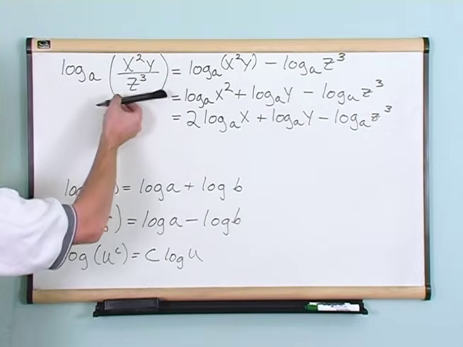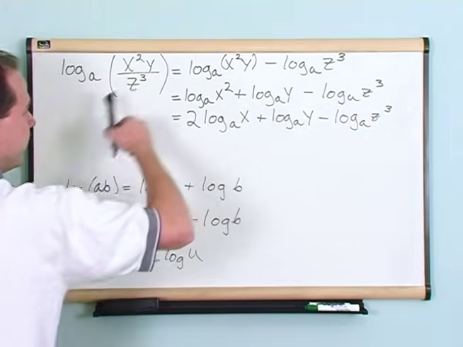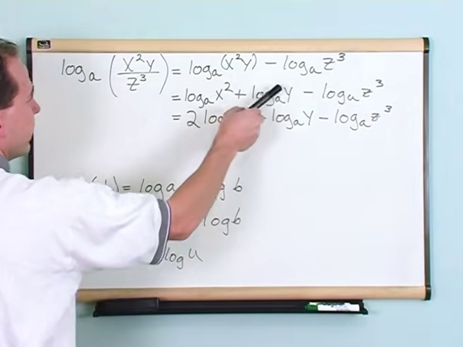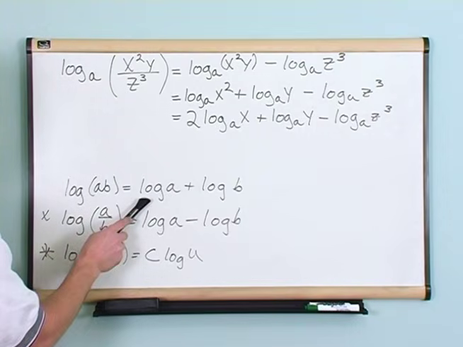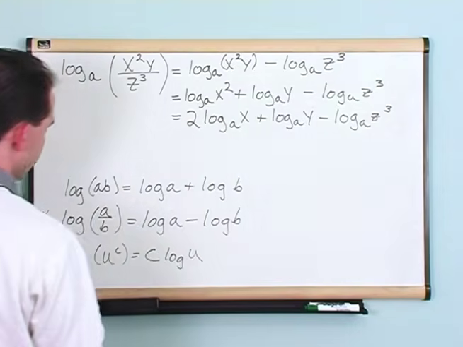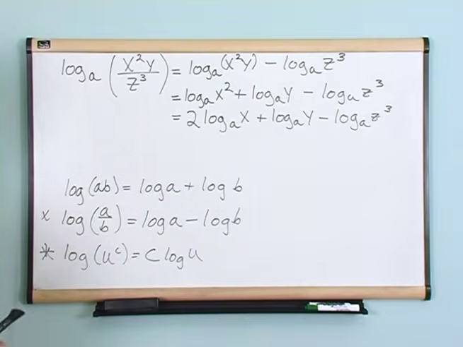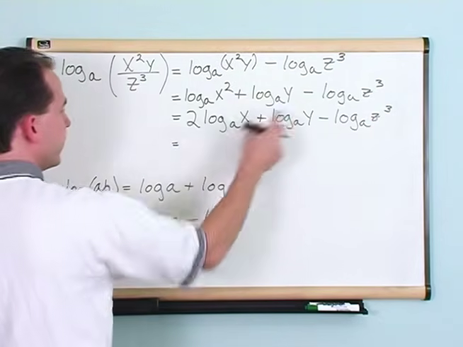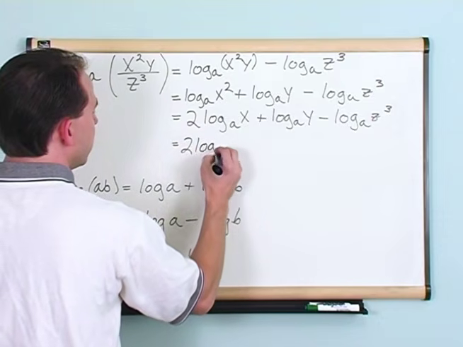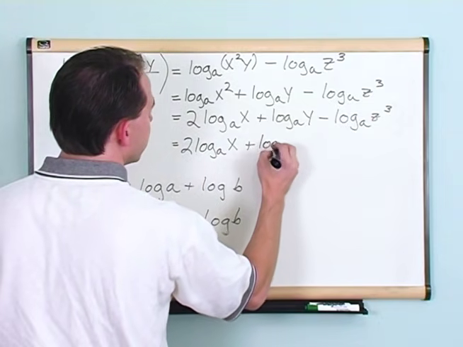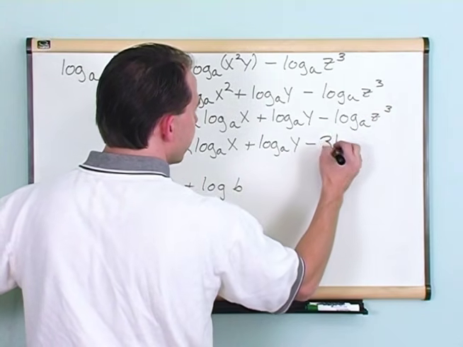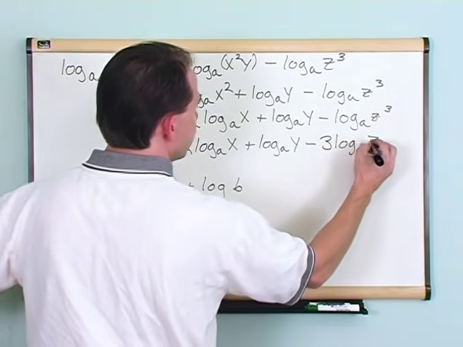First I noticed I had a division going on, so I subbed them out this way and noticed that I needed to subtract those logarithms. And then I noted I had a times b, and so I separated those two using addition. And then I noticed I had an exponent, so I used this third one to pull that out like that. Finally, notice that you also have another exponent down here. And I'm going to do the same thing to it. 2 log a of x plus log a of y minus, I've got an exponent here, so it's just going to be 3 times the log base a of z.